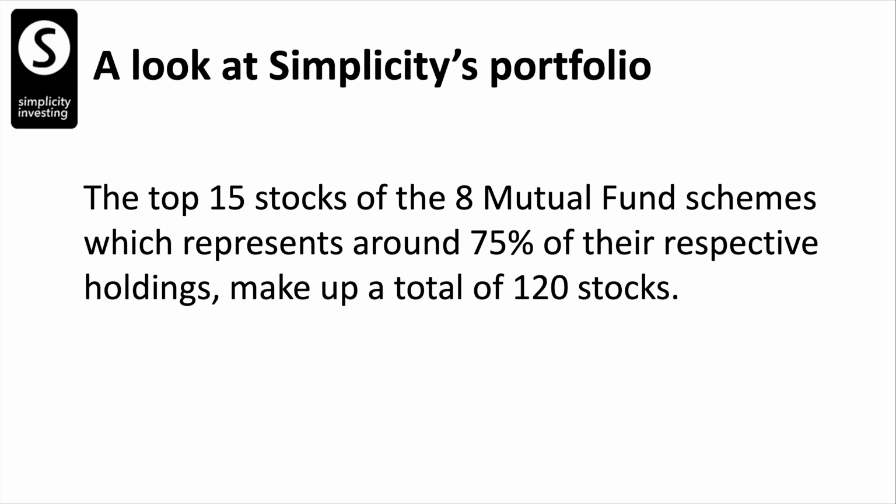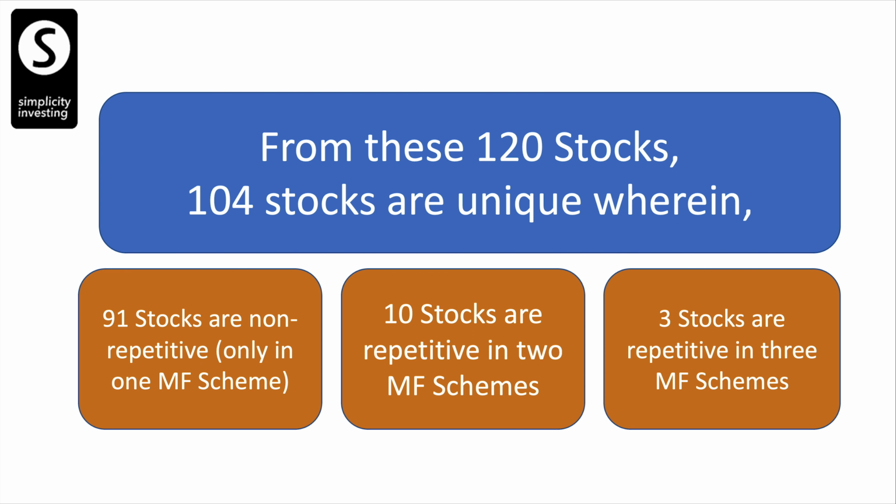Of these 8 mutual funds, we took the top 15 stocks, which constitute 75% of their portfolio. So 8 into 15 is 120 stocks. Out of 120 stocks, 104 are unique, meaning they are not repeated more than once. So 91 stocks are non-repetitive and are only in one mutual fund scheme. 10 stocks are in two mutual fund schemes, like Hindustan Lever maybe in two funds, correct?